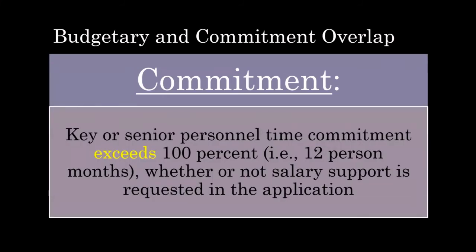And then commitment overlap. This is probably the most common type of overlap that I see. This is when key or senior personnel time commitment exceeds 100% or equivalent to 12 person months. And whether or not salary support is requested in the application, you still need to track their effort on a project. So this is the one that, again, like I mentioned, I see the most. So always make sure that you are managing your PI's effort so they do not overcommit themselves.